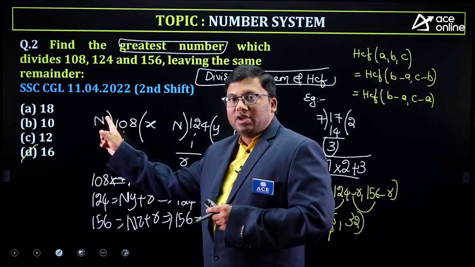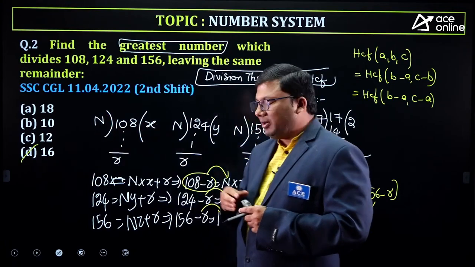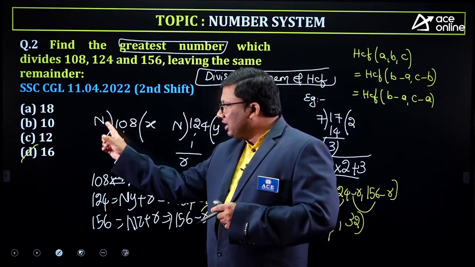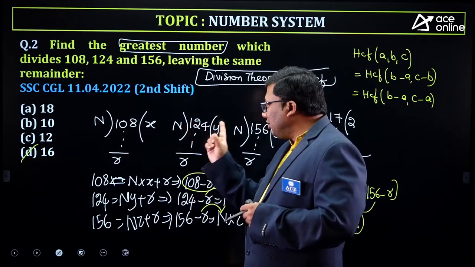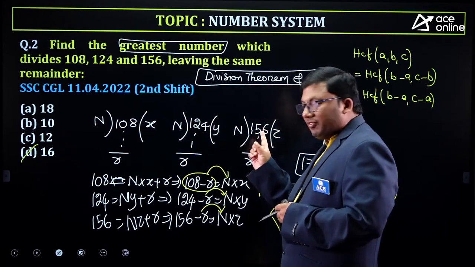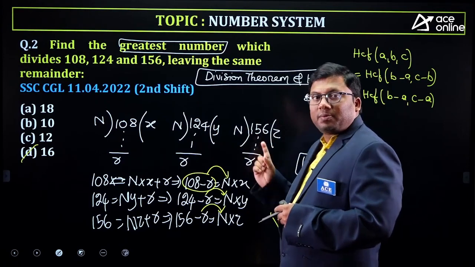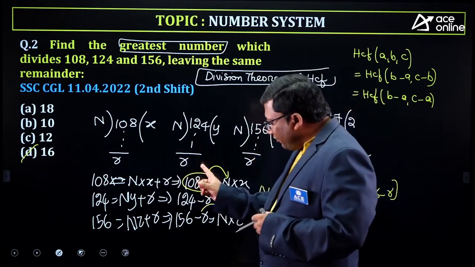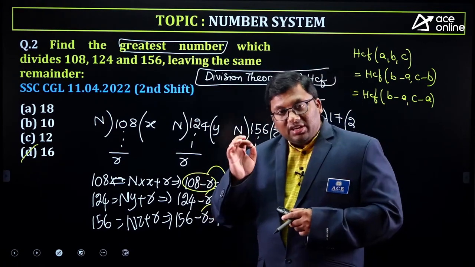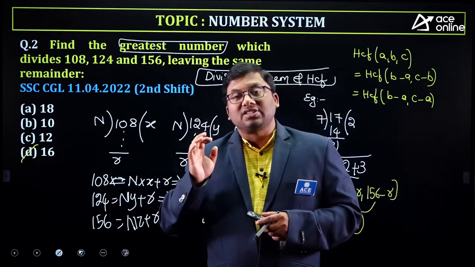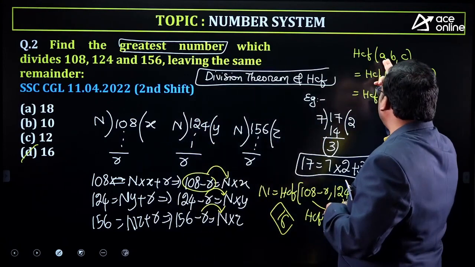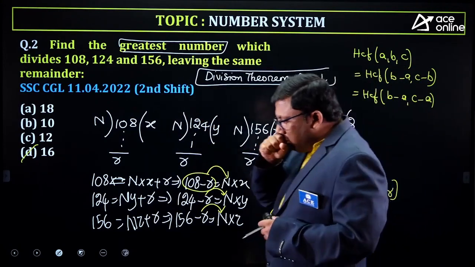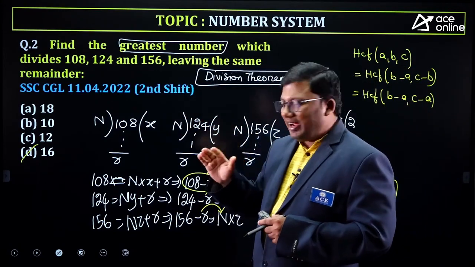Dividend is equivalent to divisor into quotient plus remainder. 108 is n into x plus r. 124 is n into y plus r. 156 is n into z plus r. n should be a factor of these three numbers. HCF of any three numbers, the answer will be a factor of the difference of any two numbers. Difference of these two numbers, difference of these two numbers. I hope the idea is clear.